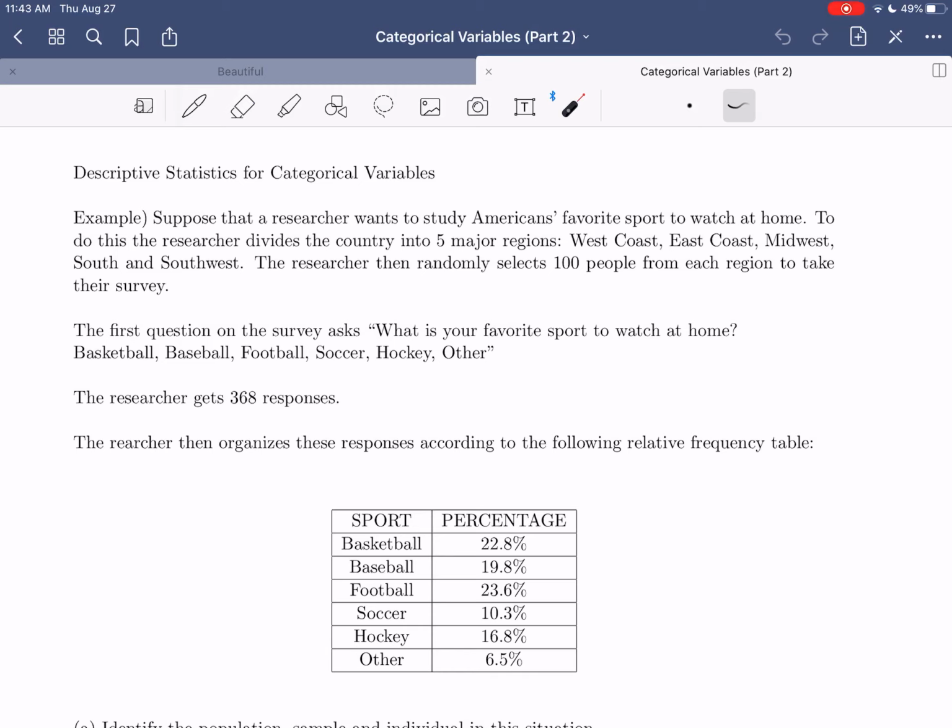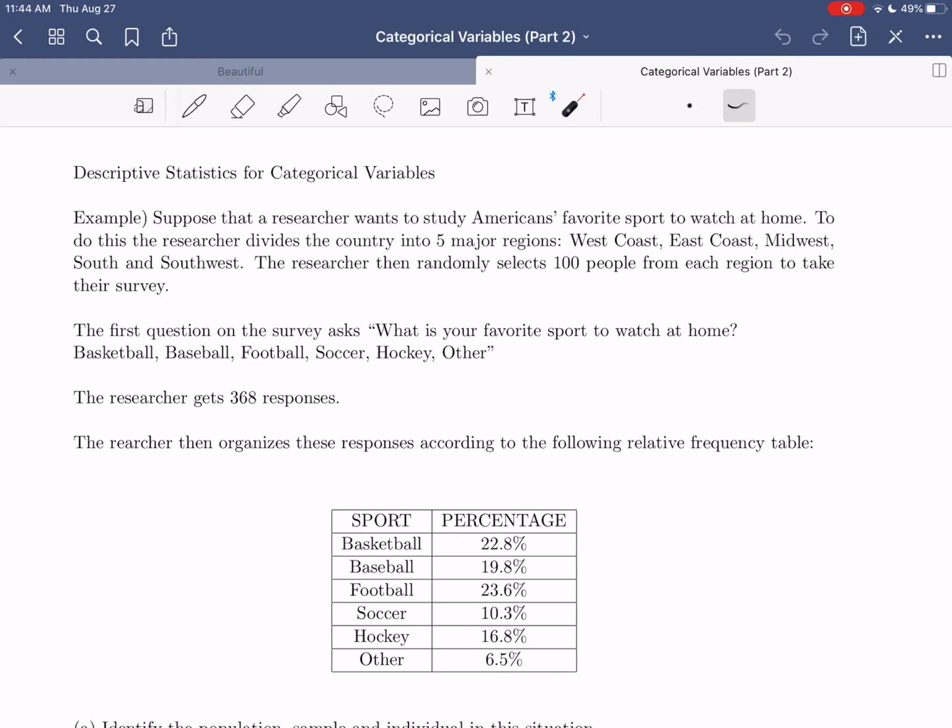Let's suppose that there's a researcher that wants to study Americans' favorite sport to watch at home. So to study this, the researcher first divides the country into 5 major regions. So there's the West Coast, East Coast, Midwest, South, and Southwest. The researcher then randomly selects 100 people from each region to take their survey. So if you're selecting 100 people at random from each region and you have 5 major regions, of course the researcher ultimately selected 500 people to take their survey.